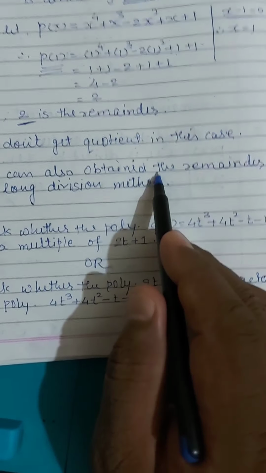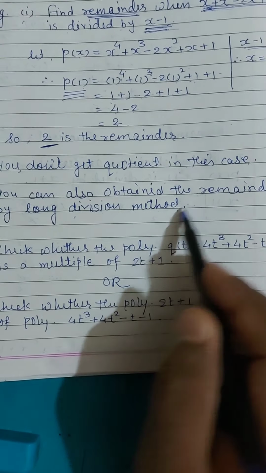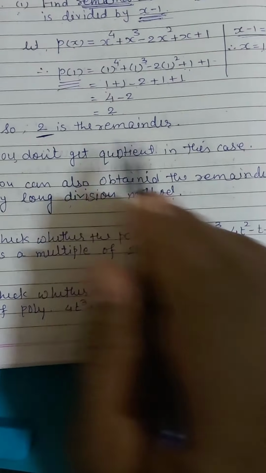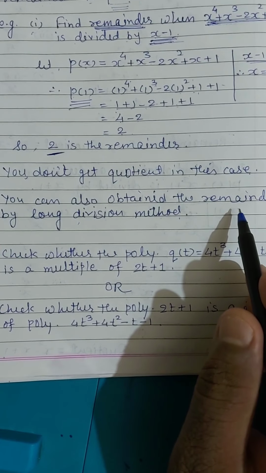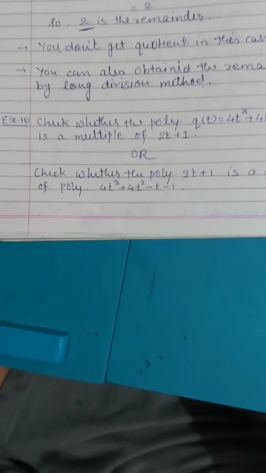You can also obtain the remainder by the long division method, but that is quite lengthy. We have seen in the last discussion how the long division method works. So this is the shortest method. Okay, now example number 10.